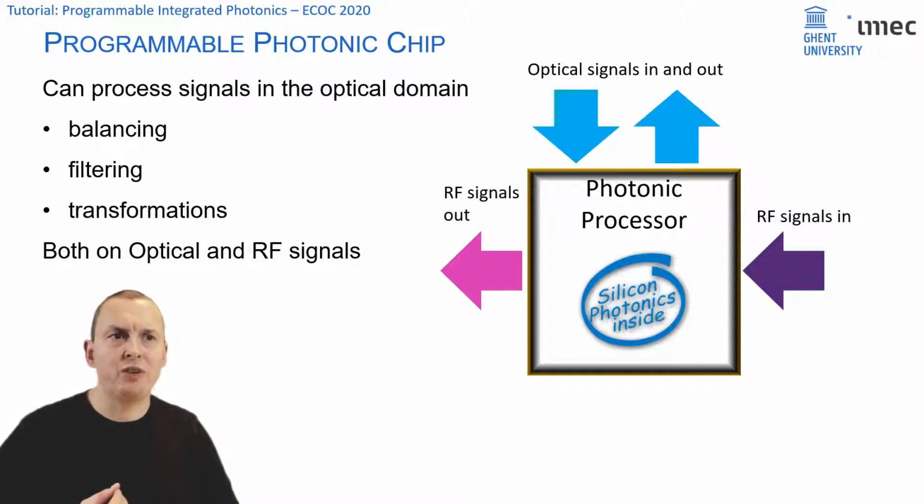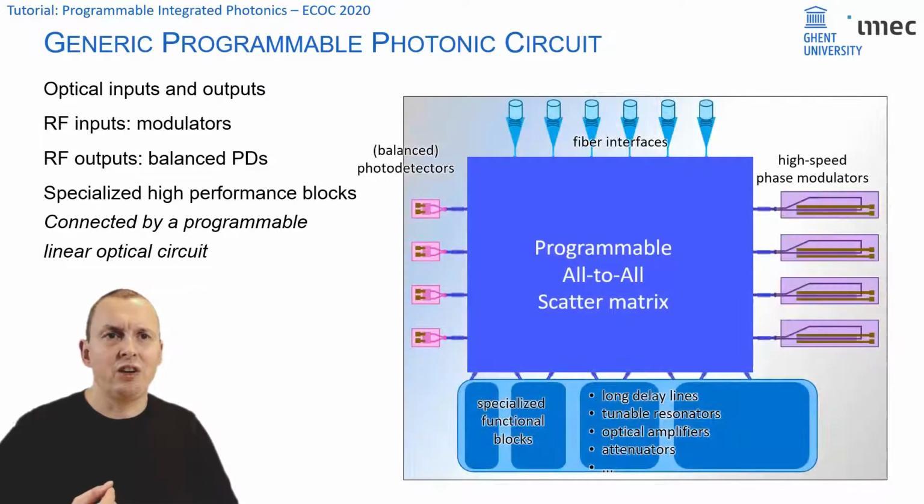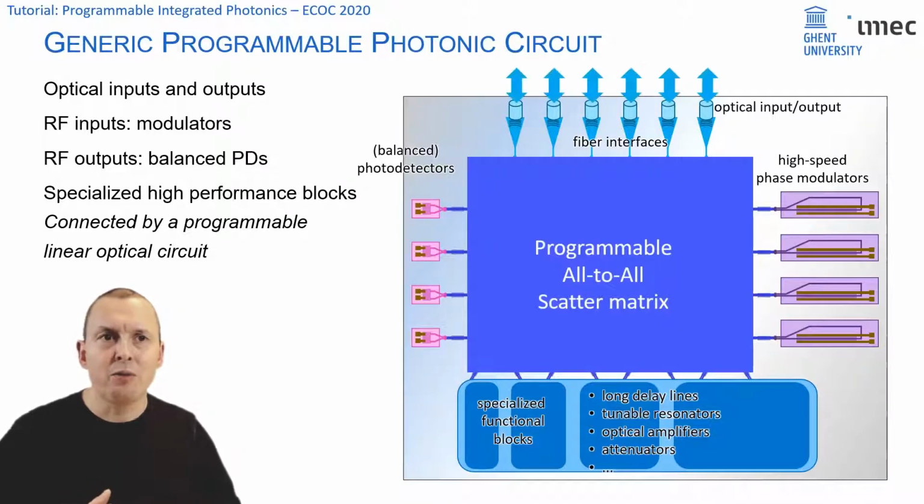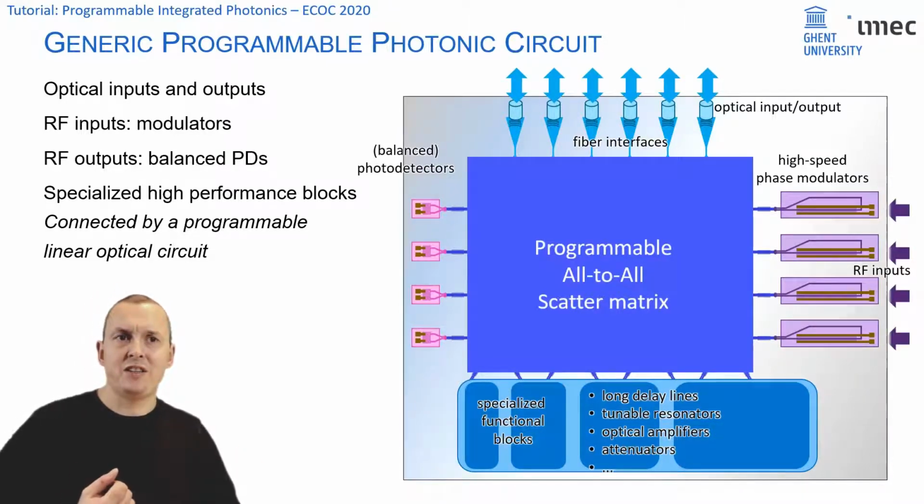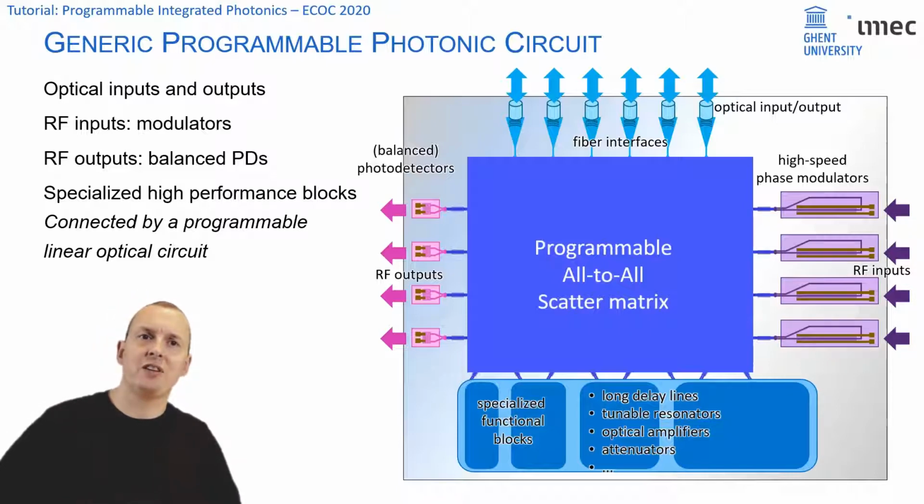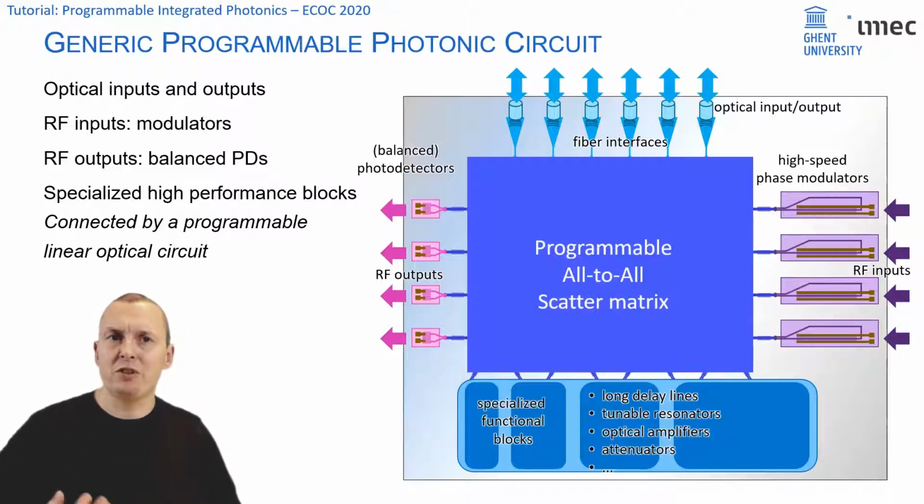If we look in a bit more detail, again, you see your box, your optical interfaces, in this case I've drawn at the top. Your electrical interfaces for your high-speed signals are essentially nothing more than a modulator that immediately converts your electrical signal into an optical signal, and at the output converts the optical signal back to an electrical signal. And internally, everything is in the optical domain. And the magic block, that blue block in the center, is a programmable all-to-all scatter matrix.